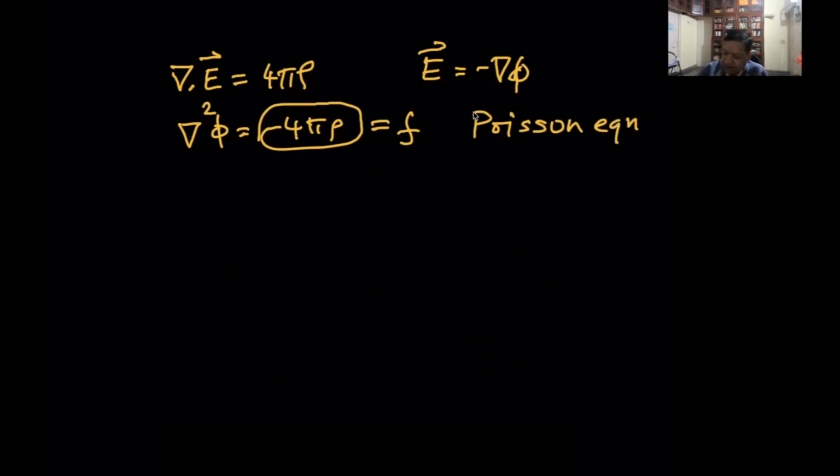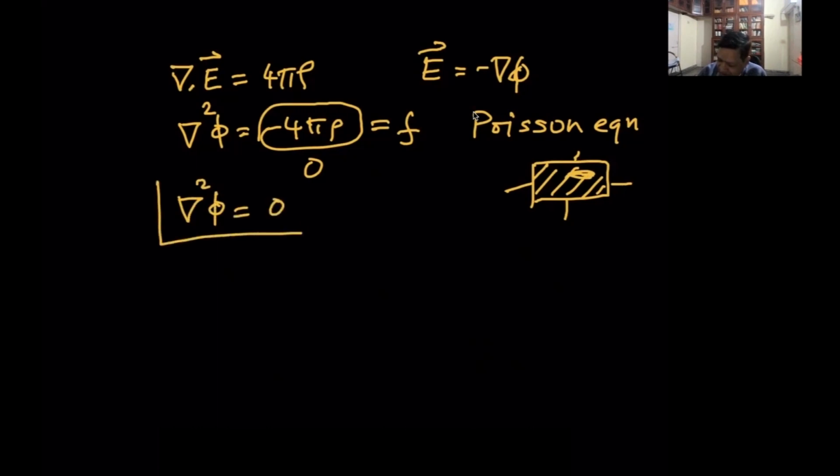Now, if rho is 0, so imagine there is no charge in a region, so there is no charge inside this domain. So rho will be 0 inside the domain, right? There will be a potential applied at the walls, but inside there is no charge. So inside the domain where there is no charge, del square phi is 0. And this equation is called Laplace equation.